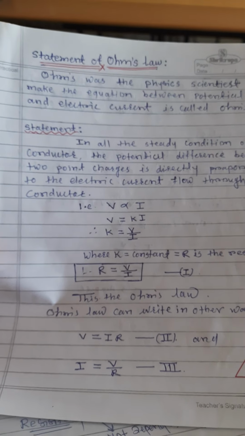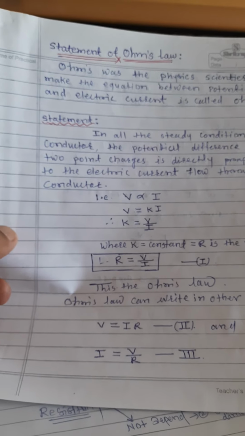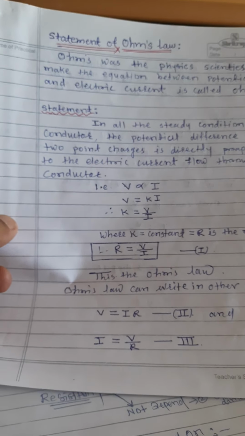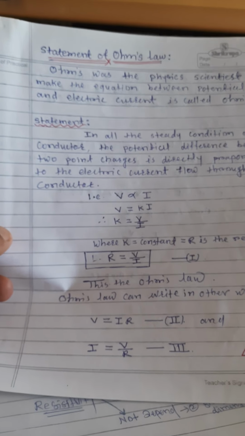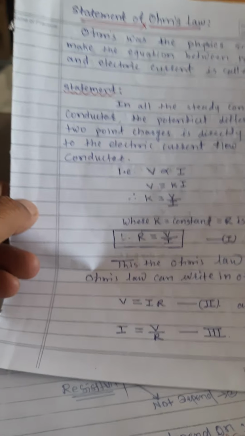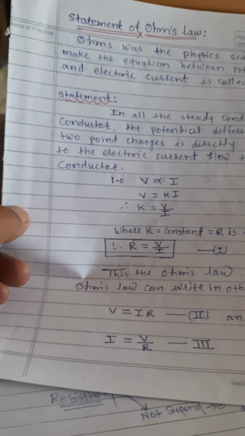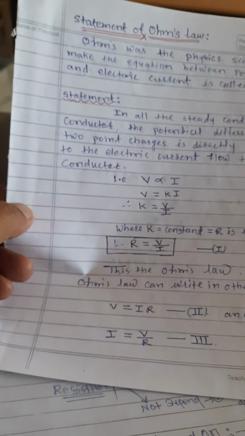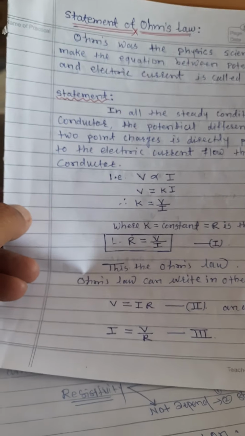Good morning to all. Today we are going to see the statement of Ohm's law. Ohm was a physics scientist. He made up the equation between voltage, or potential difference, and current. So he made the relation between voltage and current like that.